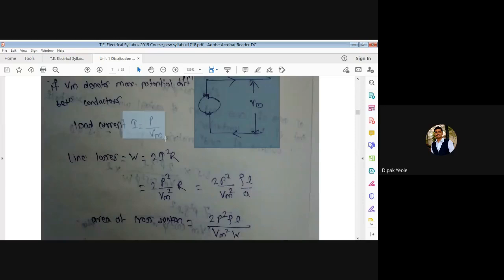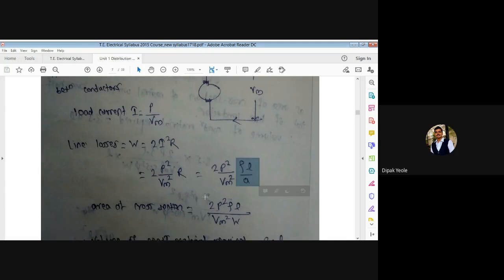We have to take the current I. We have to use W = I²R. W equal to 2I²R because 2 is the 2 wire system. Put the value of I, this. Put the value of R directly, rho L by A.